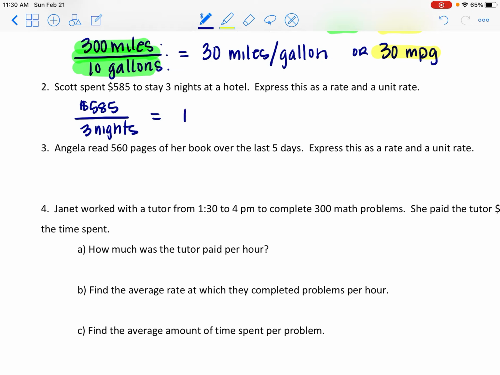So if we divided this, we get 195, and it's going to be, again, the top unit per the bottom unit. So it's dollars per night, and we're going to say dollars per night. Okay, so it's given to us as a rate. We're just making it a fraction, and then we're going to divide to find that average unit rate.